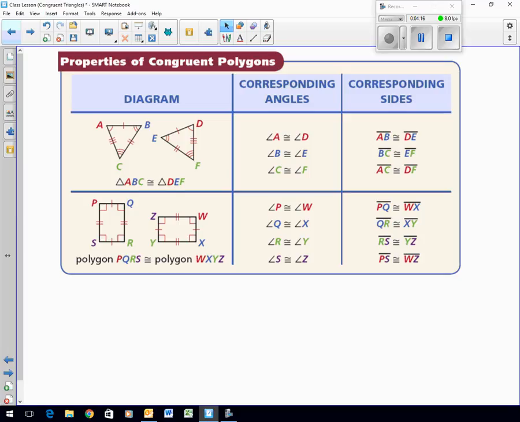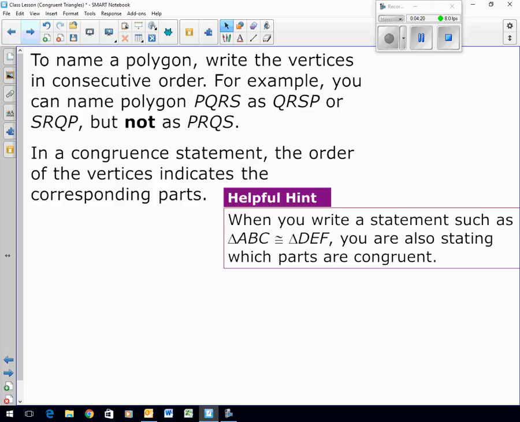I've only got so many ways I can do it. When you write a statement such as triangle ABC is congruent to triangle DEF, you're stating which parts are congruent. What I want you to understand is the precision with which geometry operates. Precision. You know what precision means?